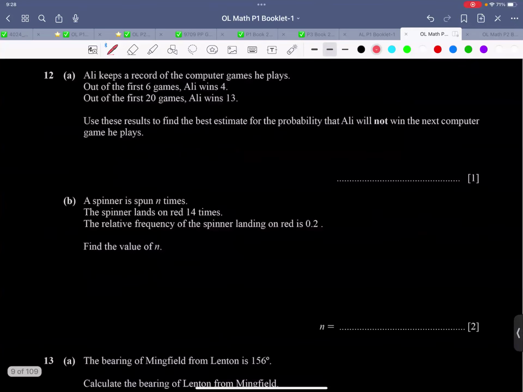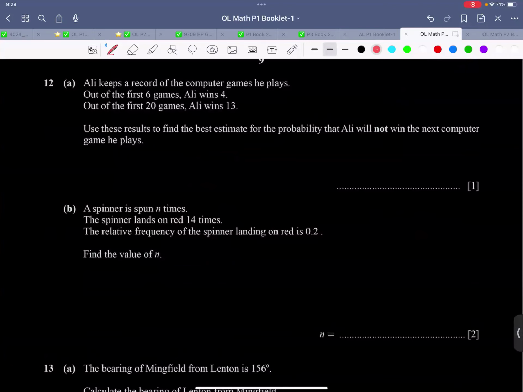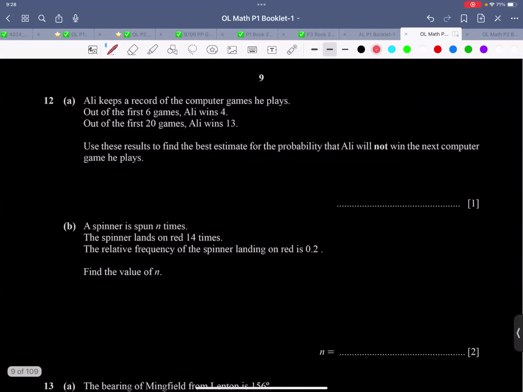Next question, question number 12. Ali keeps a record of computer games he plays. Out of the first 6 games, Ali wins 4. Out of the first 20 games, Ali wins 13. What do you observe? You observe that they are talking about the first 6 and the first 20. Now, the first gut feeling is to add up 6 plus 20. That's 26. Out of 26, 17 games Ali won.